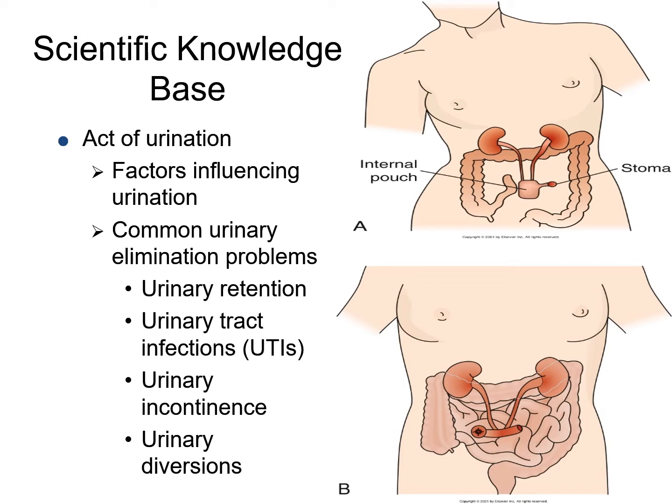Urination, micturition, and voiding are all terms that describe the process of emptying the bladder. Micturition is a complex interaction among the bladder, urinary sphincter, and central nervous system. Most common urinary elimination problems involve the inability to store urine or fully empty urine from the bladder.